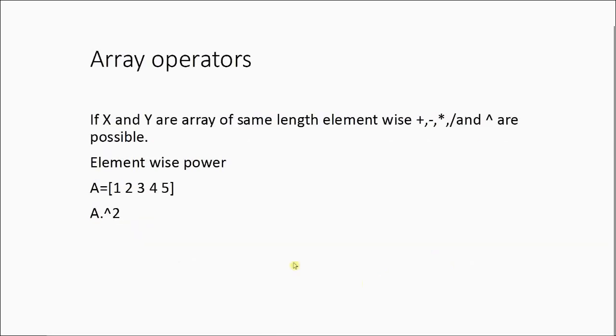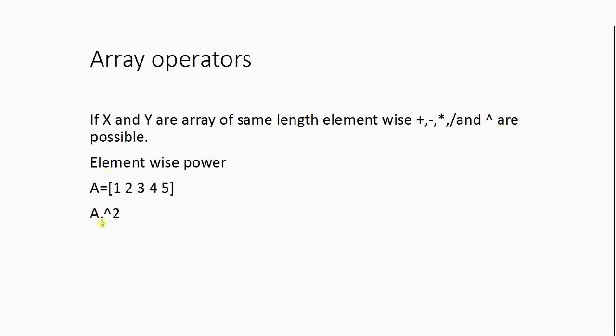How to perform array operations? If x and y are arrays of the same length, you can perform element-wise addition, subtraction, multiplication, division and power. I have shown how to perform element-wise power. Definitely it's different from addition and subtraction. If you want to add two arrays A and B, and the size matches, you can perform addition and subtraction. But in order to carry out multiplication, division and power, you have to follow a different notation.